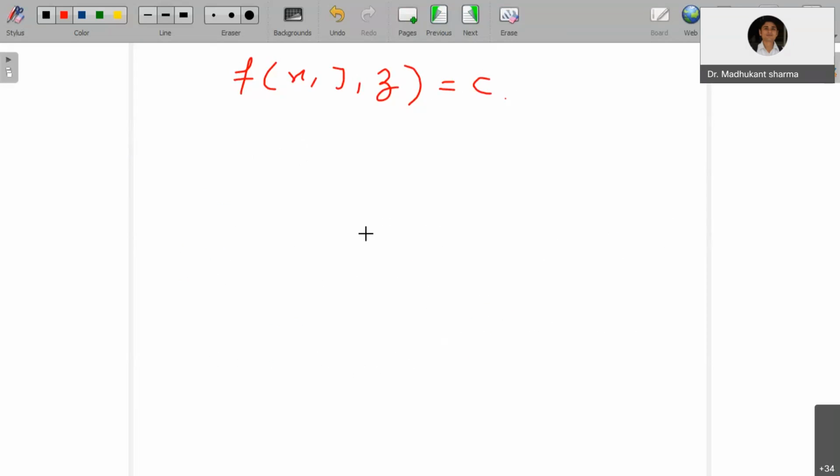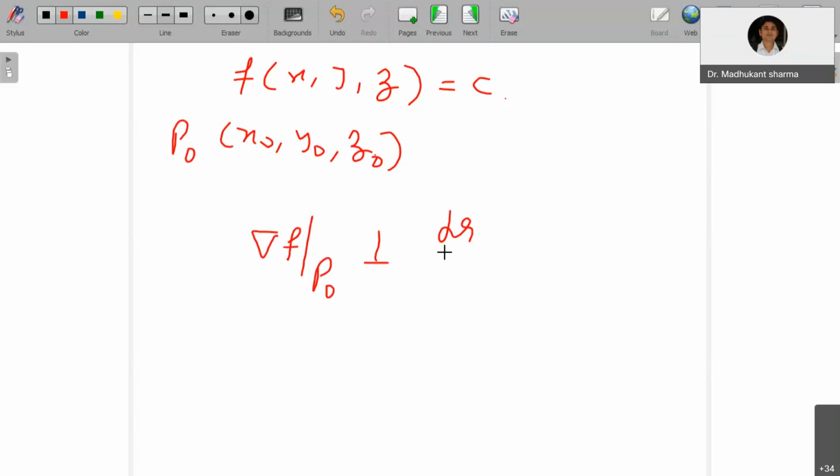So what we observe is at the point p naught, x naught, y naught, z naught, it is easy to verify that grad f at p naught is going to be orthogonal to dr by dt, that's a vector at p. So with the similar argument, it is perpendicular, orthogonal to dr by dt, so that dot product.